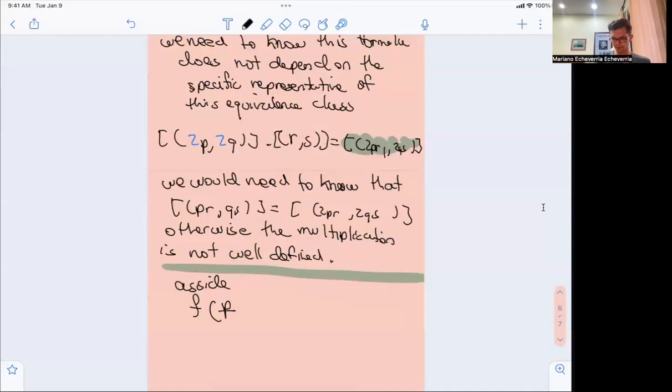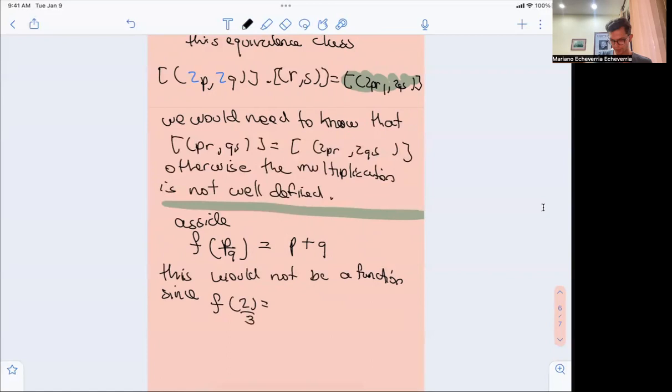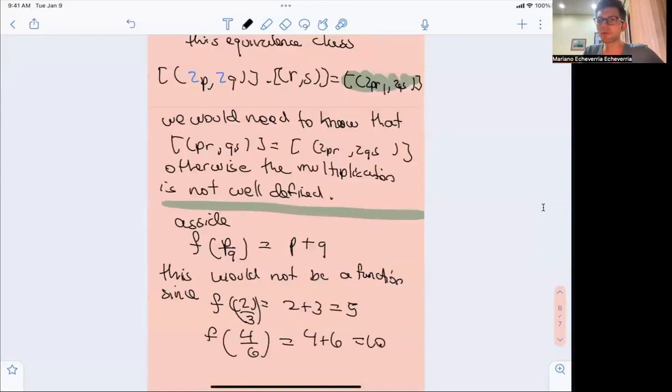If you define something like this, as p plus q, that would not give you a correct formula. This would not be a function, since f of two-thirds, according to this formula, would be 2 plus 3, which is 5. But this should also be the same as 4/6, and this would be 4 plus 6, which is 10. Is that making sense? It would not have worked as a formula defined over the rationals because the output you get depends on the way you chose to express a rational number. So we have to make sure the same won't happen with the formula for multiplication. We have to make sure that the formula for multiplication of rational numbers does not depend on how you write it. Is that okay?